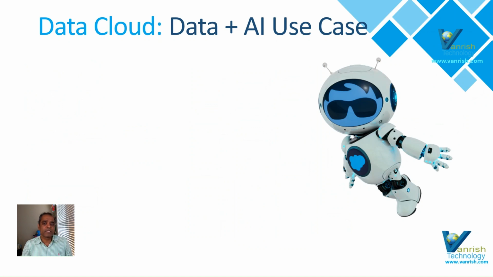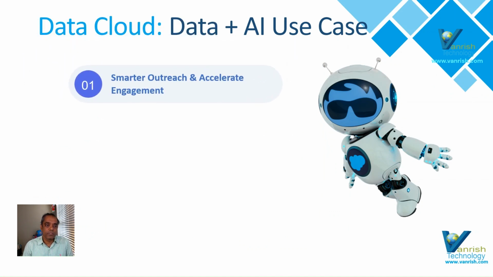So let's explore what a data plus AI use case is. First is smarter outreach and accelerated engagement. What it means is that your whole data in Data Cloud is in one place, and you are working on a single view of data, so you will have more visibility on your data and you can act on it.